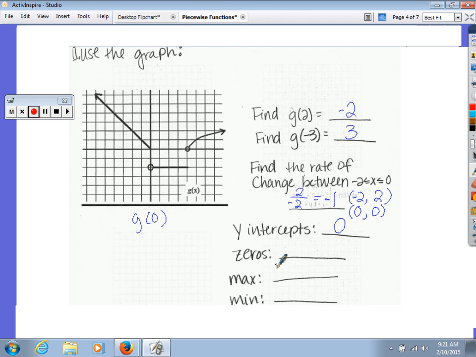I use the term zeros down here. What does zeros mean? Where it crosses the x-axis. We saw that when we looked at parabolas, right? What are the zeros of the function? So it's just the x-intercepts. Beautiful, Cameron.